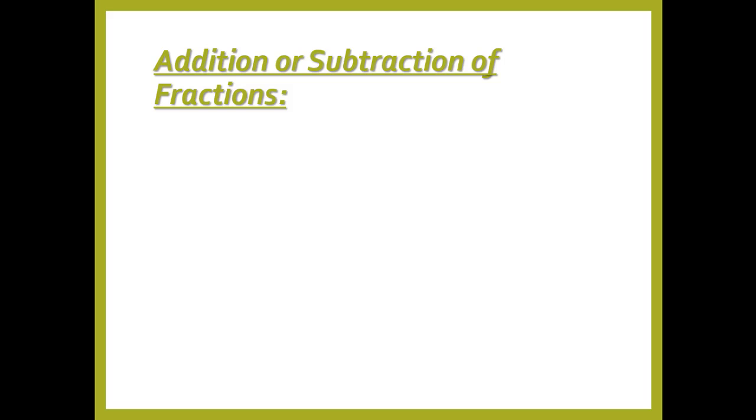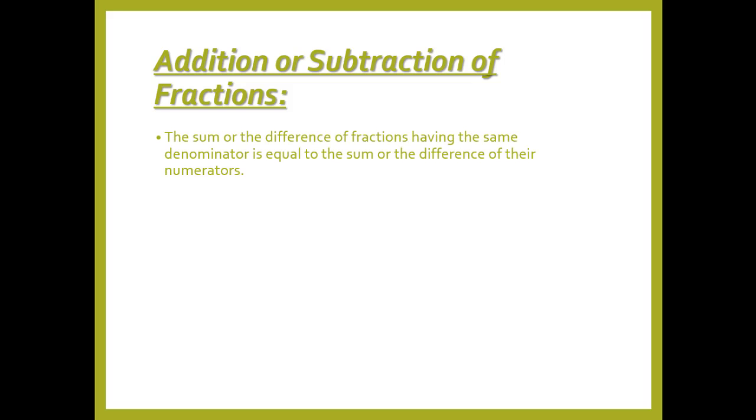Okay, addition or subtraction of fractions. How can we add or subtract the fractions? Number 1, the sum or the difference, that means addition or subtraction, of fractions having the same denominator is equal to the sum or the difference of their numerators. This is the first condition.